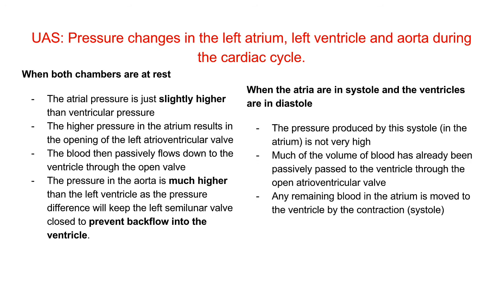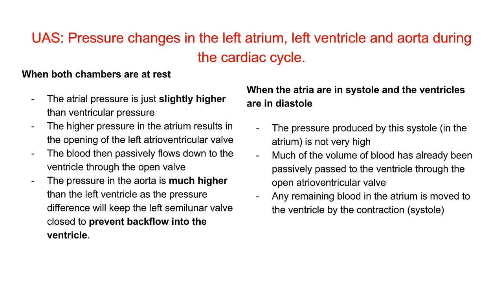And with the help of gravity, the oxygenated blood is then allowed to flow through the valve into the left ventricle passively. And since the pressure in the aorta is so much higher than the left ventricle's, the pressure difference would keep the semilunar valve, or the valve between the left ventricle and the aorta, closed to prevent backflow into the ventricle. But what happens if the atria are in systole and the ventricles are in diastole?